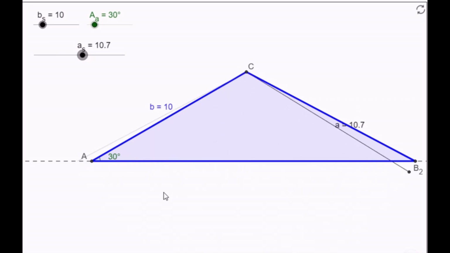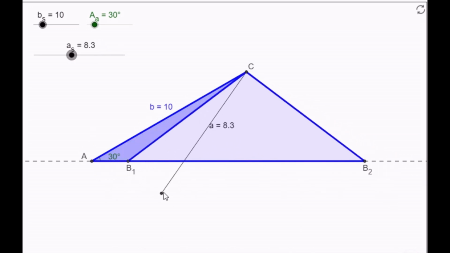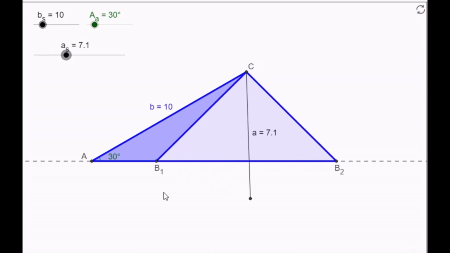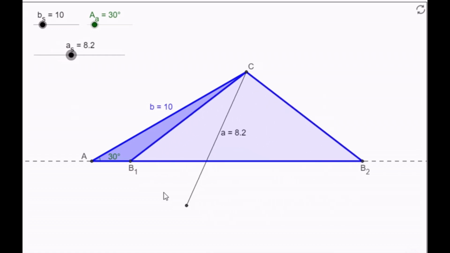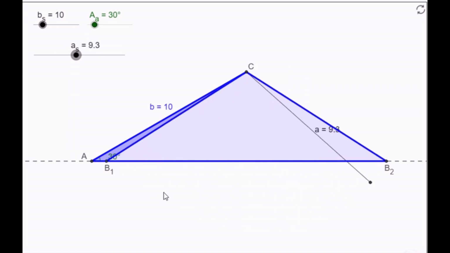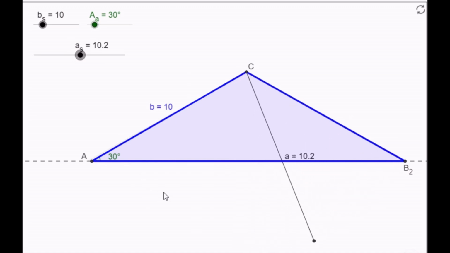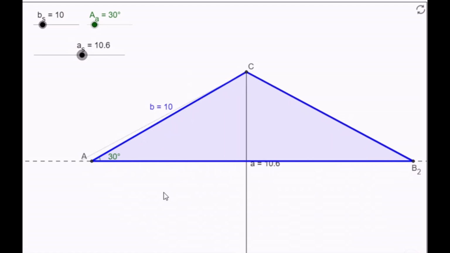So let's go back to that. So the conditions for the different number of solutions in this case: anything less than 5, there's no solution. When it's equal to 5, we have one right angled triangle. Then between 5 and 10, there's always these two different triangles you can draw. And when you get to 10 or greater, then there is only one triangle again that you can draw.